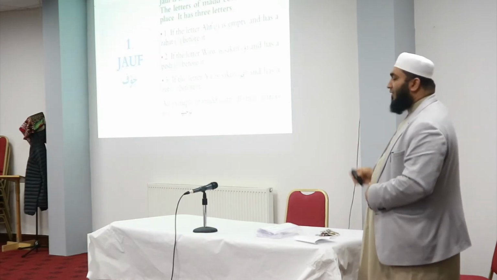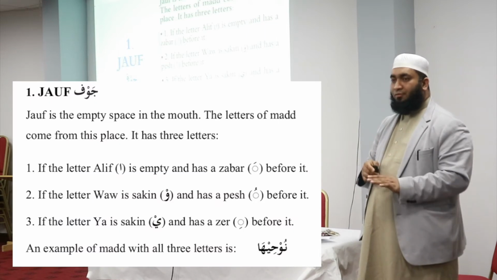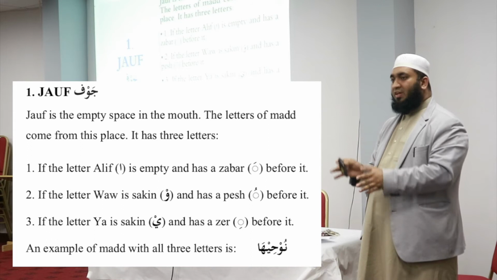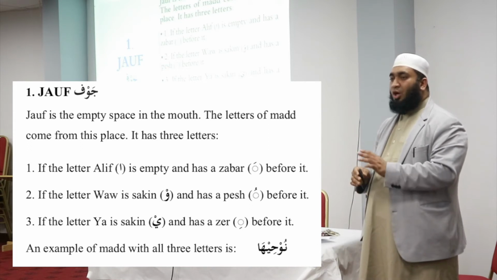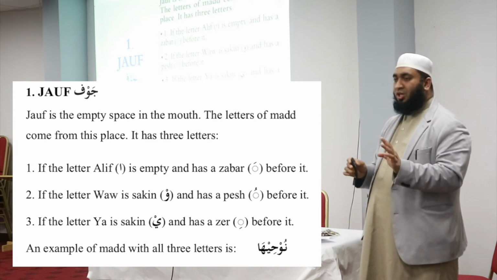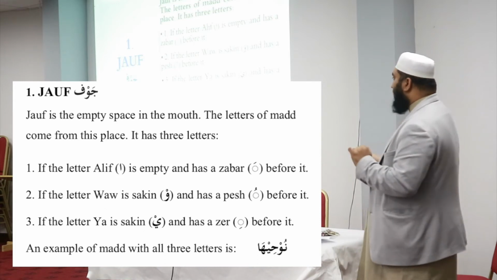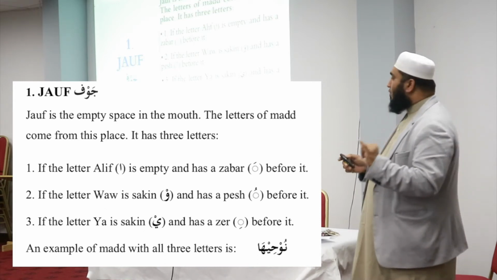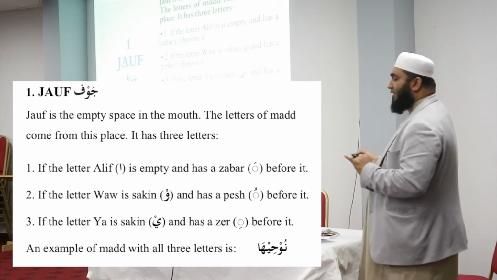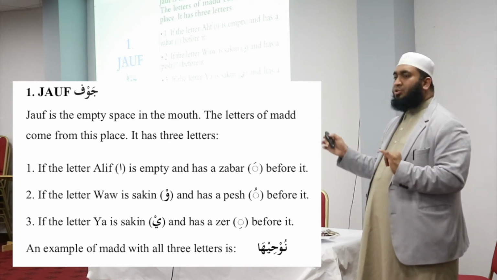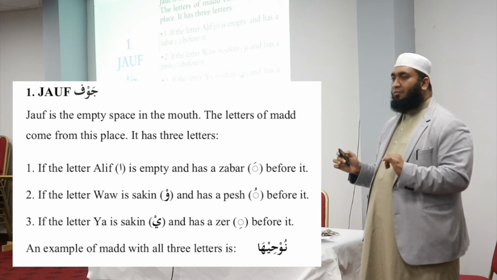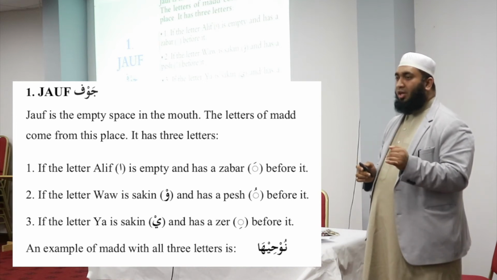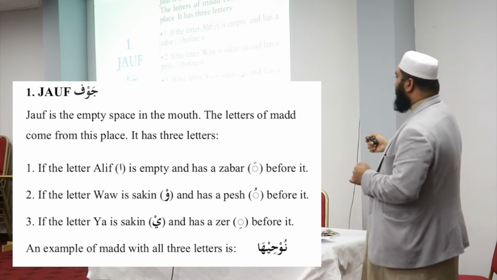Okay, now the first maqam was Jawf. There are 5 maqams again, 5 stations for 17 makhraj to pronounce 29 letters or 28 Arabic letters. First one is Jawf. The first station is Jawf. In Jawf, we have got 3 letters. The letters of Mad.